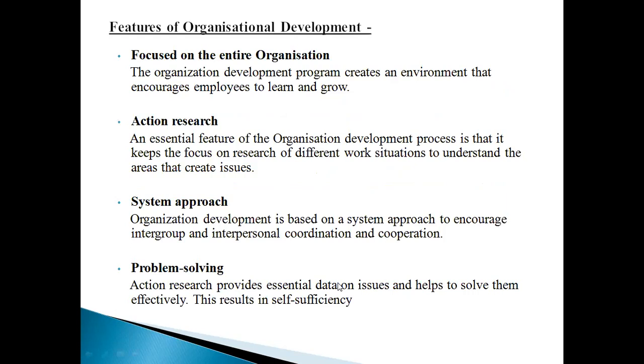Next, we are moving with features of organization development. Exactly what are the features of organization development? First is focused on the entire organization. The organization development program creates an environment that encourages employees to learn and grow.